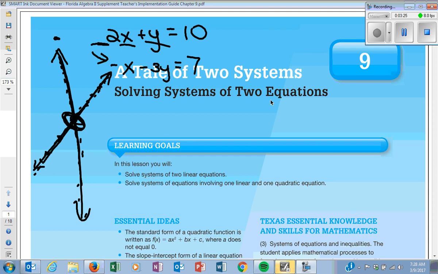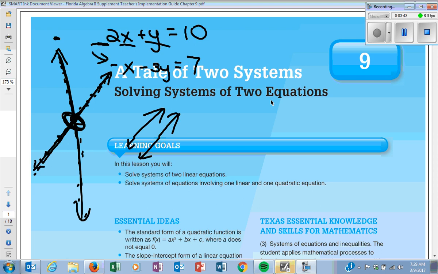Now, why did I say sometimes? What can happen with lines? What happens with this line and this line? Why? Because they're what? So as soon as I know that they're parallel, I know they're never going to touch, and I can say there's no solution for those two. There's never an ordered pair that will make both of them true because they're never going to touch each other.